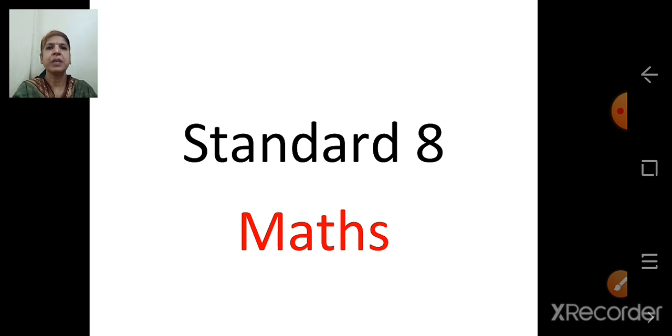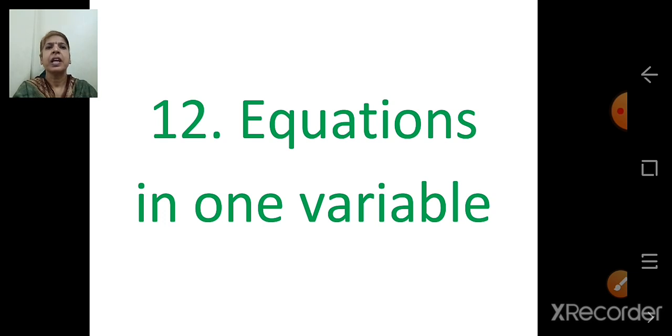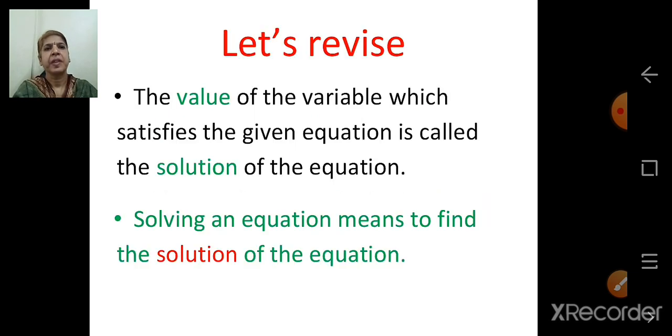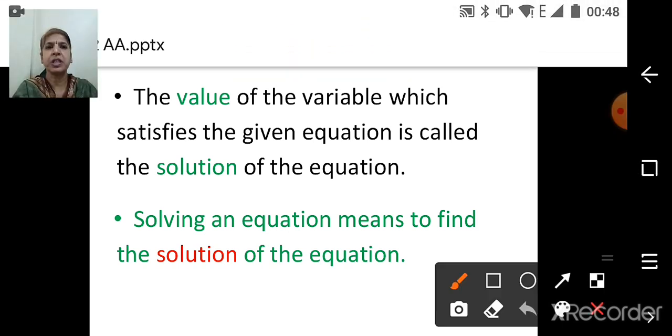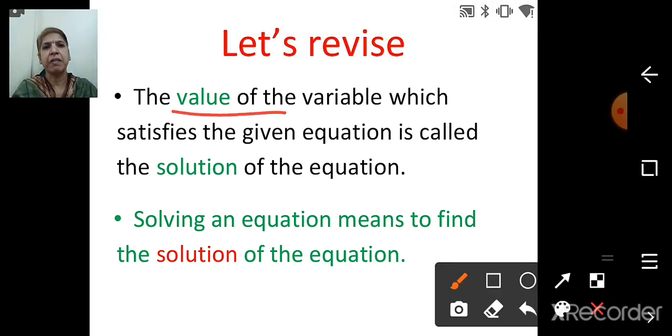Let's continue with our chapter 12, equations in one variable. Let's revise what we have studied in the previous session. The important points. First point is the value of the variable which satisfies the given equation is called the solution of the equation. So you have to remember children, the value of the variable. Variable, you know, the letters we use. So value of the variable which satisfies the given equation is called the solution of the equation.